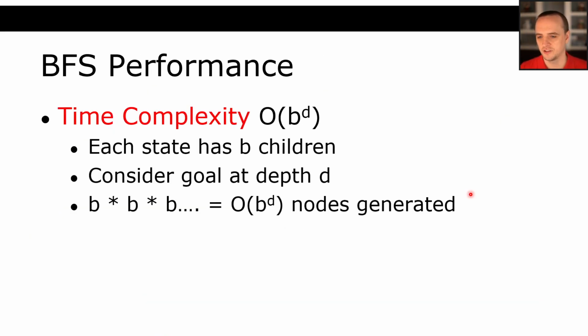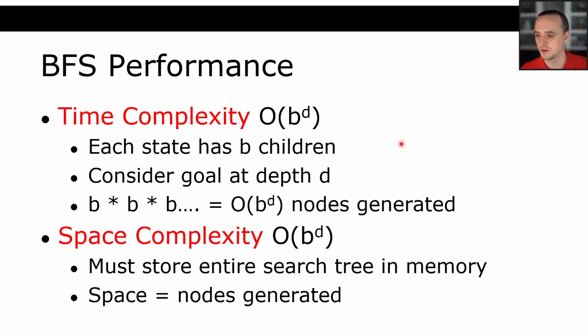What about time complexity? Well, remember, if each state has B children, consider a goal at depth D, then we're going to have B times B times B, and so we have O of B to the power of D nodes generated. So this is an exponential search complexity, so we don't want to do that. That's pretty bad. And the space complexity is also O of B to the D, because we have to store the entire search tree in memory for BFS, and so the space is equal to the number of nodes generated, okay?